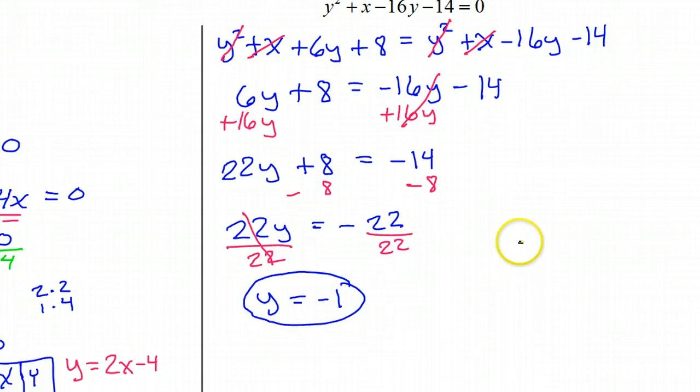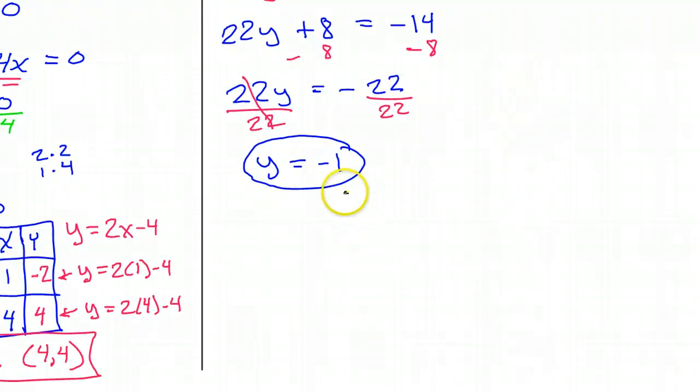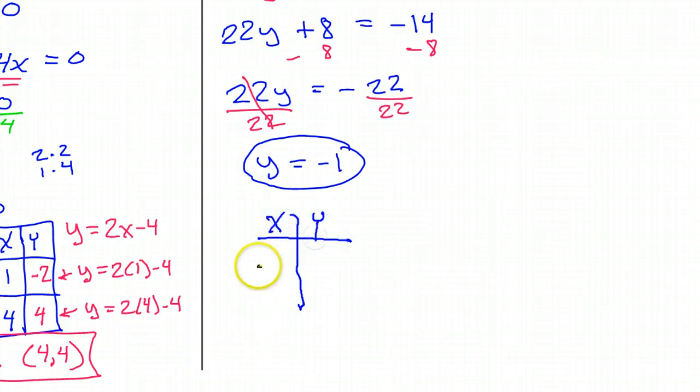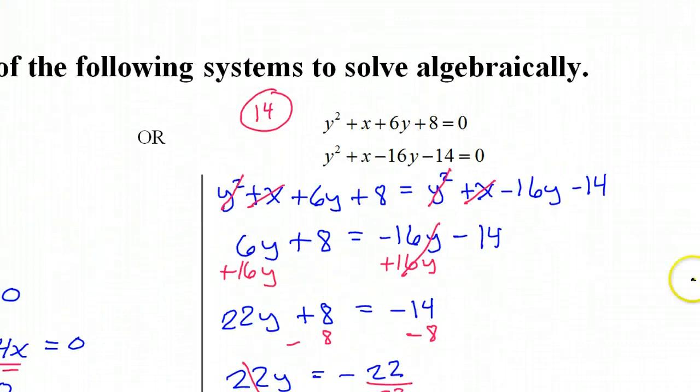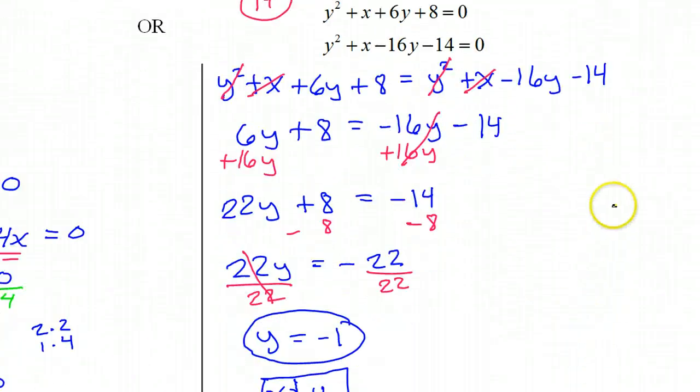Now again, this is not the final answer. I need to find the x value that goes with this. Okay, so far, I'm imagining a t-chart. So I've got x and y, and I've got a y value of negative 1. But I would like to know the x value that goes with it. So what I will do is I will take my y value and plug it back in, substitute into one of the original equations. So I like the top one, just looks slightly simpler.